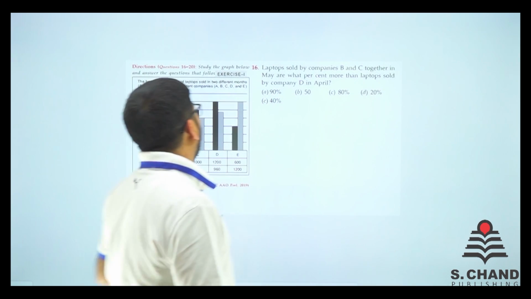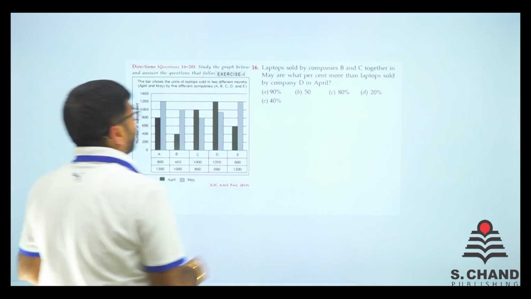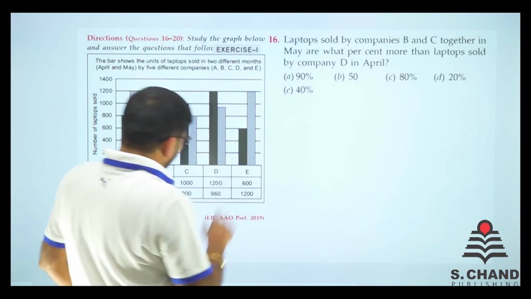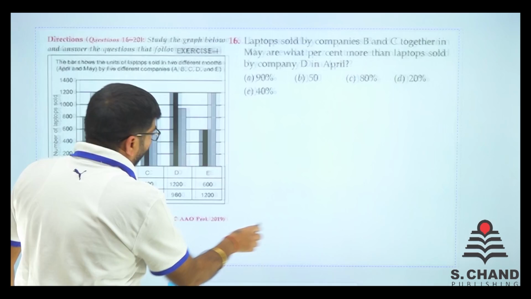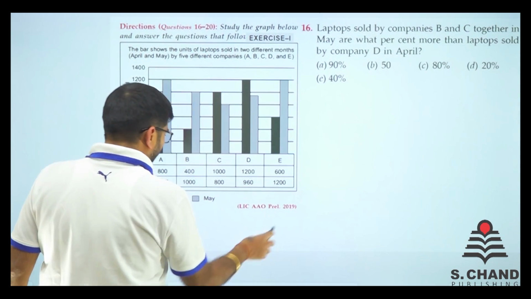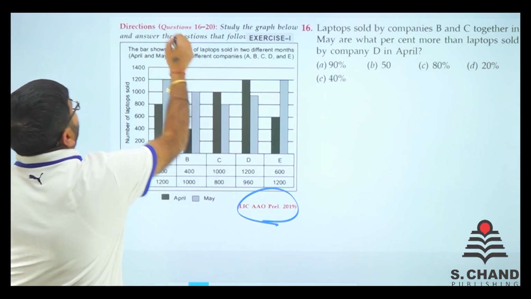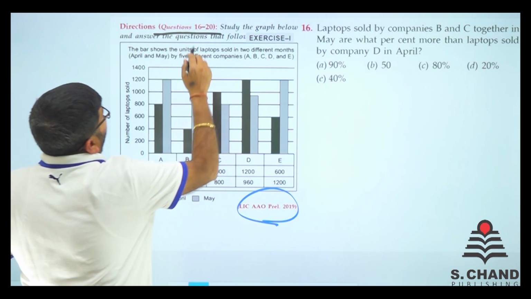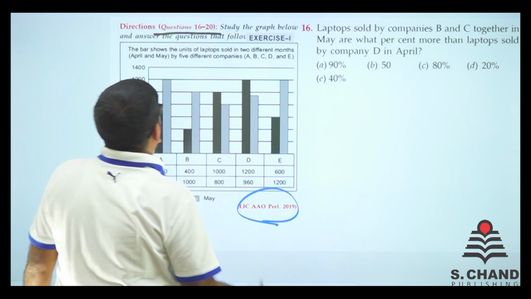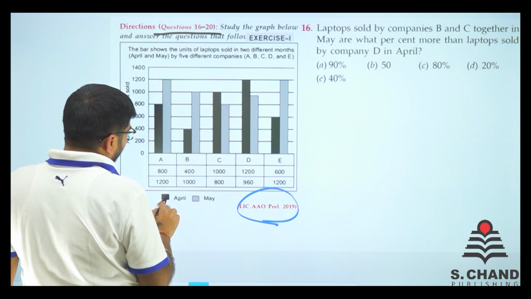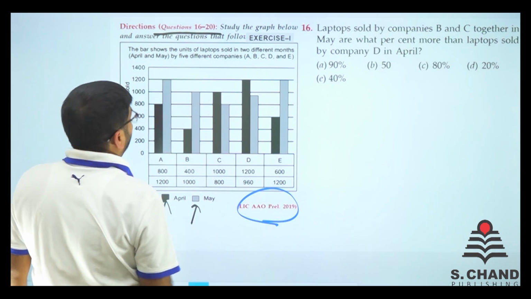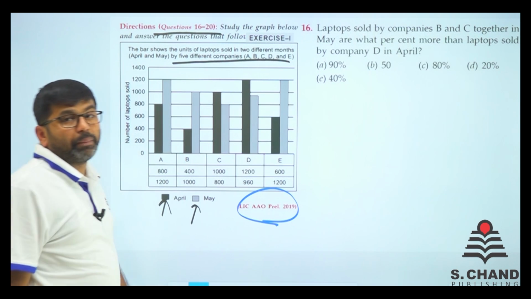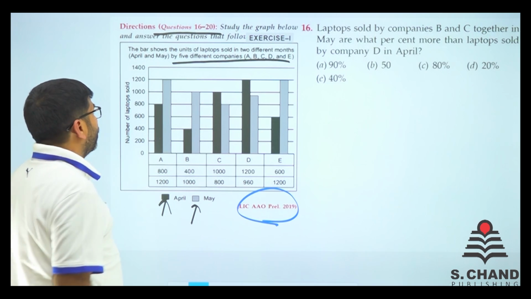So exercise 1 and we are with question number 16. What is said? Laptops sold by a company. This is a LIC AO prelims question, question number 16 to 20. The bar shows the units of laptops sold in 2 different months. The black one is April and the gray one is May, by 5 different companies, that is companies A, B, C, D and E.